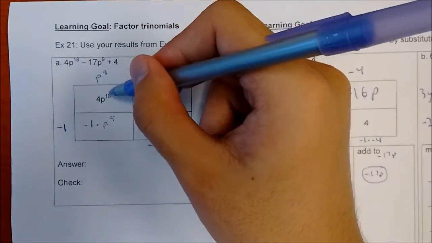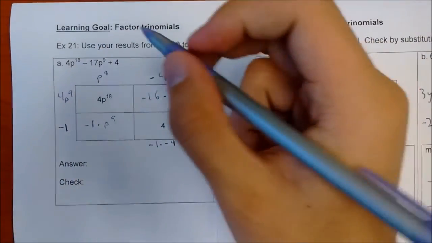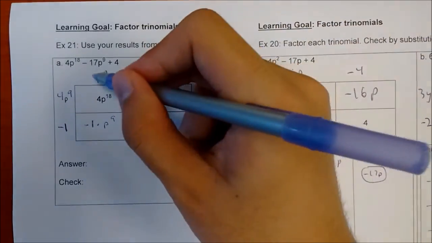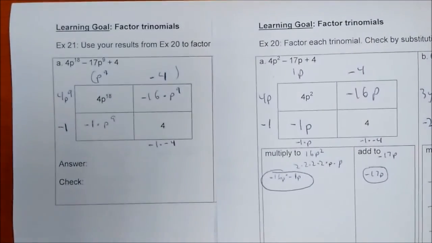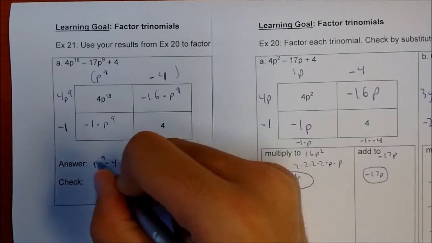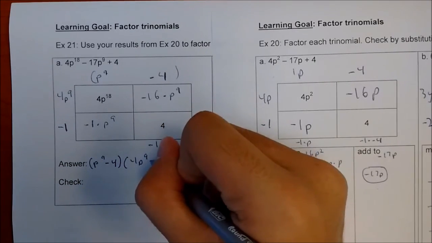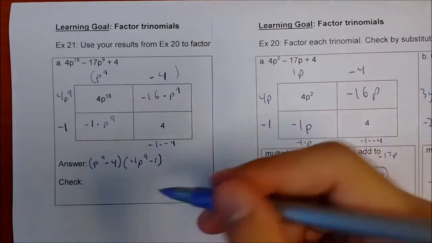And what's remaining is just going to be 4p to the 9th. So then all of our factors, I guess, multiply to what we need inside the area model. So then our answer is just going to be p to the 9th minus 4 times 4p to the 9th minus 1.